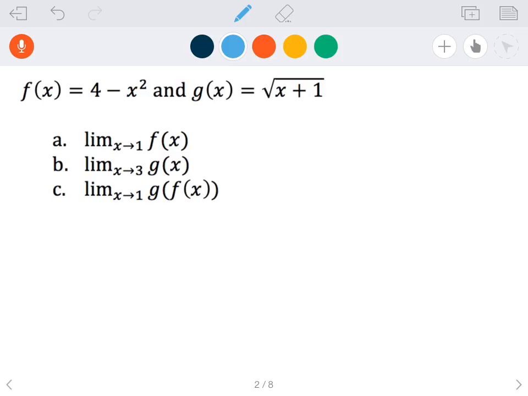So let's look at another example. This is one with the composite function. See that on C, where we've got g of f of x. But let's go through them one at a time here. On A, it says the limit as x approaches 1 of f of x. So I'm looking at f of x, and I'm just going to plug in 1. 4 minus 1 squared. 4 minus 1 is 3. Done. Going on to part B, the limit as x approaches 3 of g of x.